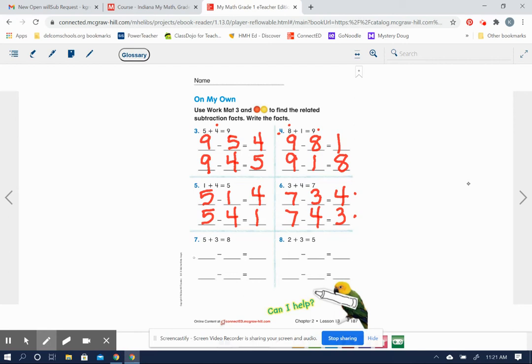Okay, now let's try this number 7 here. What needs to go before the minus? Yes, the 8, because it's the biggest number, the whole number. And then that says 5 there. So 8 minus 5 equals 3, and 8 minus 3 equals 5. Number 8. The biggest number in this addition sentence is 5. 5 minus 2 equals 3, and 5 minus 3 equals 2.